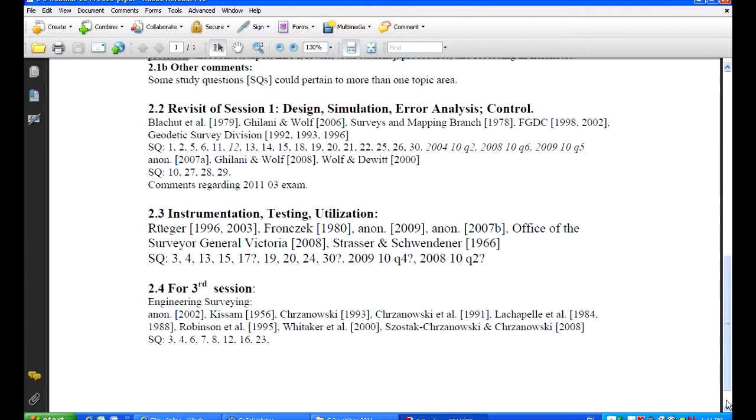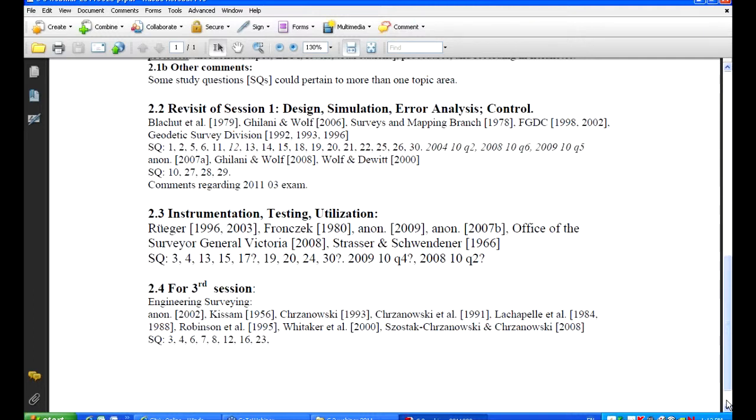The Ruger reference, 1996, is his introduction to the electronic distance measurement, which during our last session some people suggested was difficult to obtain because of its vintage. We will have very shortly the juicy bits available with the other reference items on the CBEPS website.